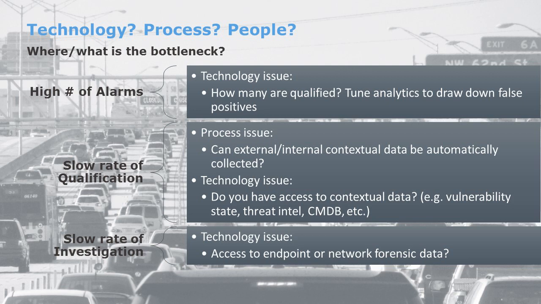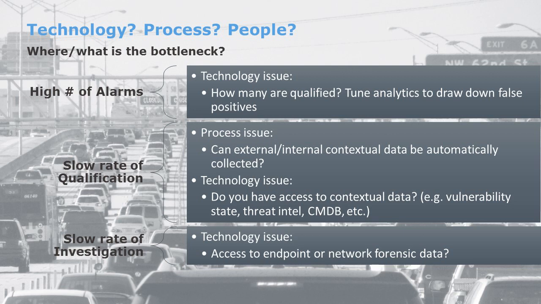And finally here, maybe it's a slow rate of investigation. And again, maybe that's a technology issue, that I don't have access to the right kind of data from the endpoint or from the network. Or it could well be, it's not written here, but perhaps it could be a training issue. I actually need to upskill my staff somewhat to help them understand where to go for their investigations.